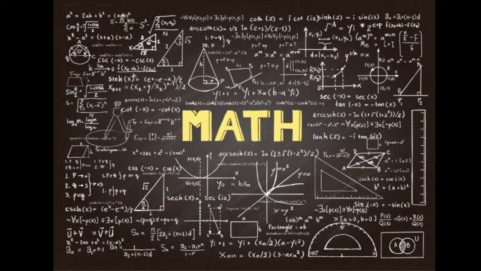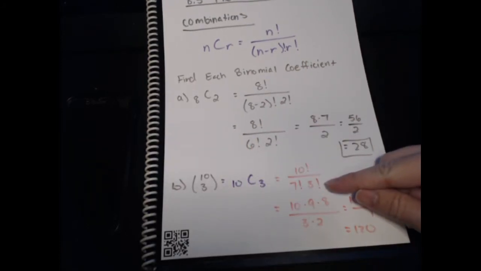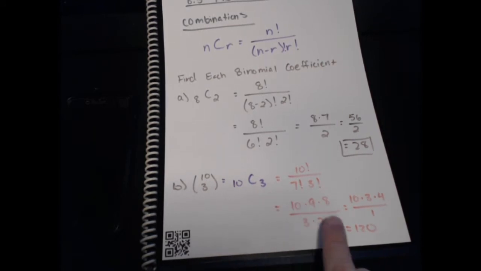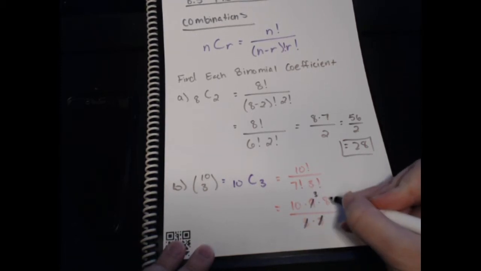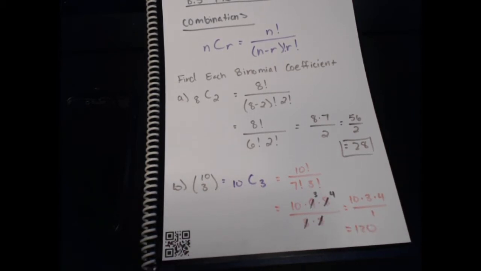All right, hopefully you got 120. You have 10 factorial over 7 factorial times 3 factorial, because 10 minus 3 is 7. And then you just work it out. So 10 times 9 times 8 over 3 times 2. I went ahead and just canceled the fractions. So I came in at this point and said this will cancel, leaving me a 3. This will cancel, leaving me 4. And 3 times 4 is 12, times 10 is 120. All right, so nothing super crazy there.